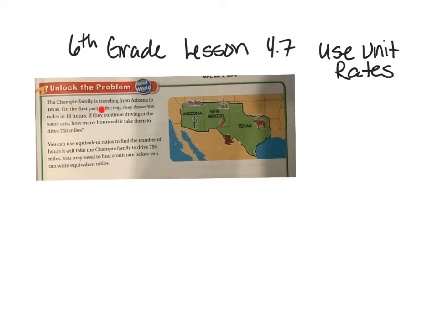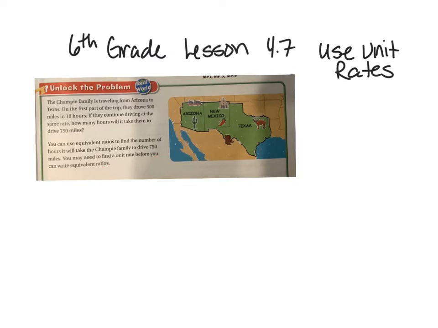The Champy family is traveling from Arizona to Texas. On the first part of the trip, they drove 500 miles in 10 hours. If they continue driving at the same rate, how many hours will it take them to drive 750 miles? And they give us a hint that we can use equivalent ratios to find the number of hours it will take the Champy family to drive 750 miles. You may need to find a unit rate before you can write equivalent ratios.